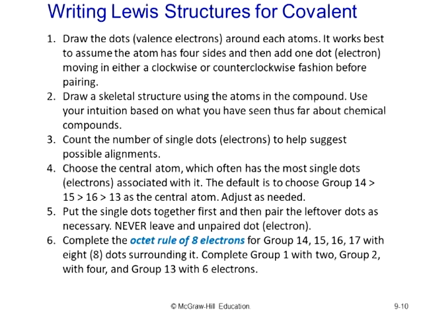All right? By default, if you get stuck, choose group 14 over 15 over 16 over 13 as a central atom if you just get stuck or if you need to make some adjustment as you go. Don't be afraid to shift it around until it makes sense, okay? Put the single dots together first. That tends to work more times than not. And then pair the lone pair of dots as necessary.